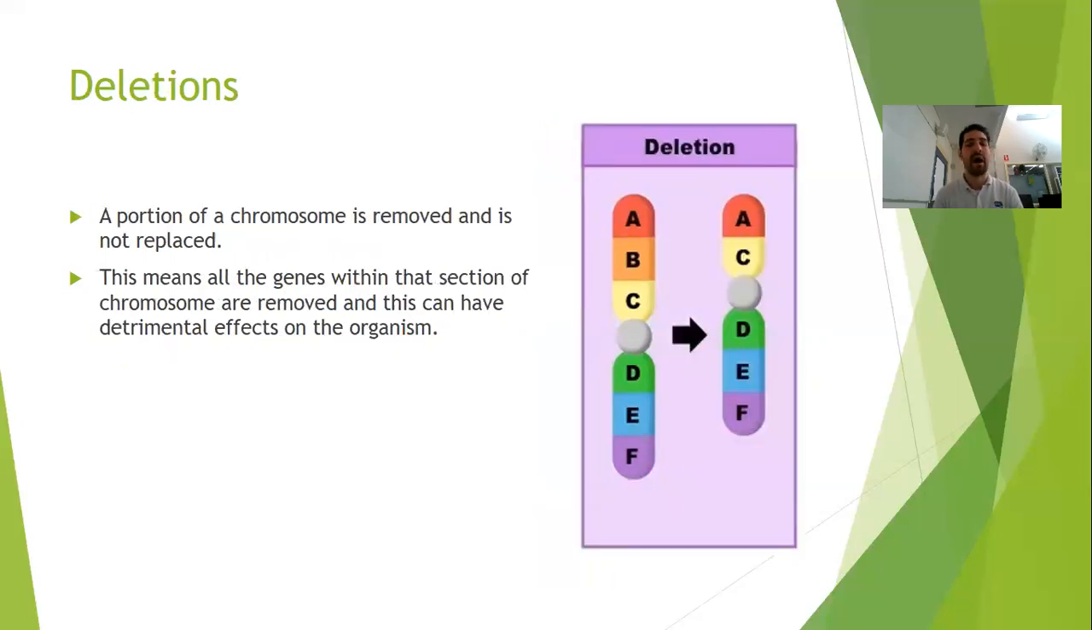Deletions, on the other hand, is where part of a chromosome is removed and it's not replaced. And so the impact of this is that those genes that were found in the section that had been removed are no longer present on this chromosome. And that could have detrimental effects on the organism. Again, it just depends on what genes have been removed. So in this example, it's the B gene that's been deleted from this chromosome.